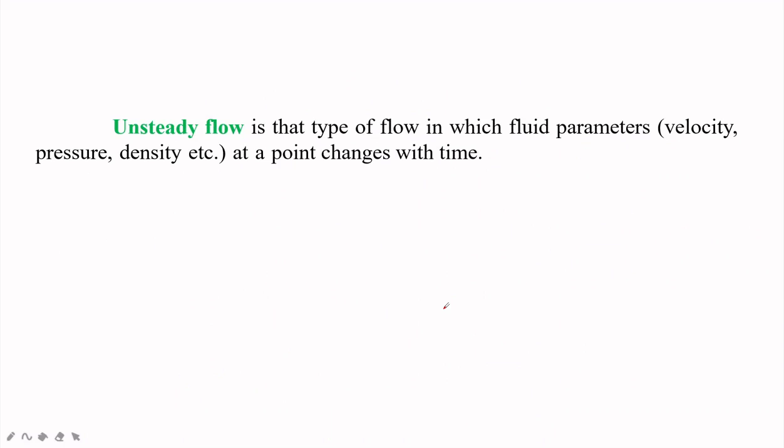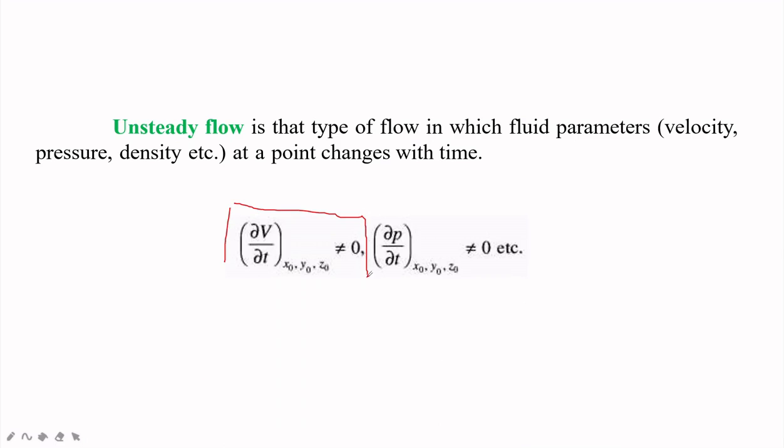So what about unsteady flow now? Unsteady flow is that type of flow in which fluid parameters like velocity, pressure and density at a point change with time. In steady flow they do not change with time, but in unsteady flow they do. Mathematically, dou v by dou t is not equal to 0, and dou p by dou t is not equal to 0. When these change, the density rho will also change, because density depends on the velocity and also the pressure.